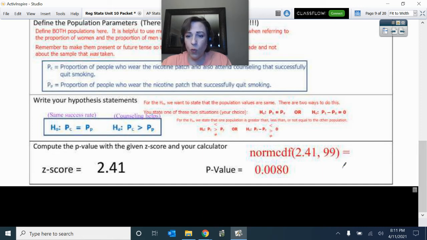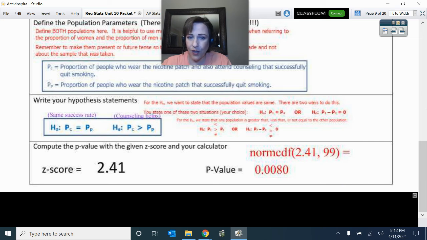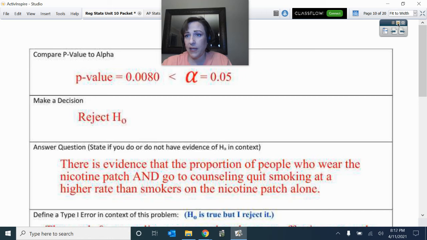Now, why did I go to positive 99? Well, that's because my alternative sign went greater than. So I want to know above 2.41. So I norm CDF'd that, and that gave me 0.0080. So that's a small p-value. So do you remember what happens with a small p-value?